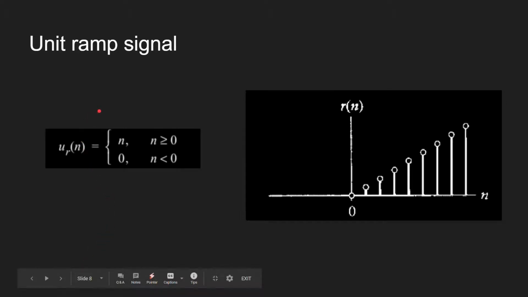Next, unit ramp signal, u r of n or r of n will basically mean that for whatever value of n it is reflected, x of n reflects it. So for n is equal to 0 you have 0, for n is equal to 1 you have 1. However, this is only on the positive side, and on the negative side it remains 0 for this particular ramp signal.